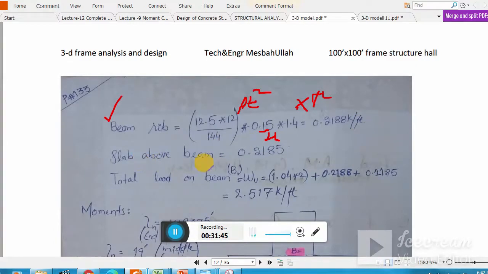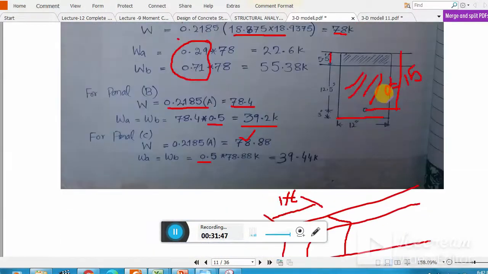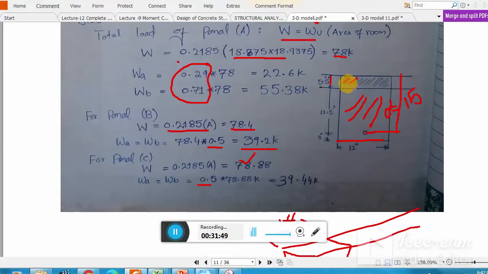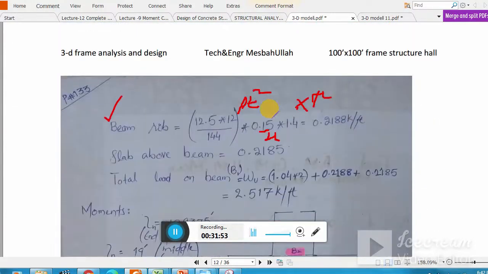Okay, so this is the way how you can do the calculation. Clear? Slab above the beam, I already explained this point. This slab. So the weight of this slab portion is 0.2185, and I already explained this point when I was calculating the depth of the beam. This is the weight which is just above the beam rib, and this is the weight of the beam rib.